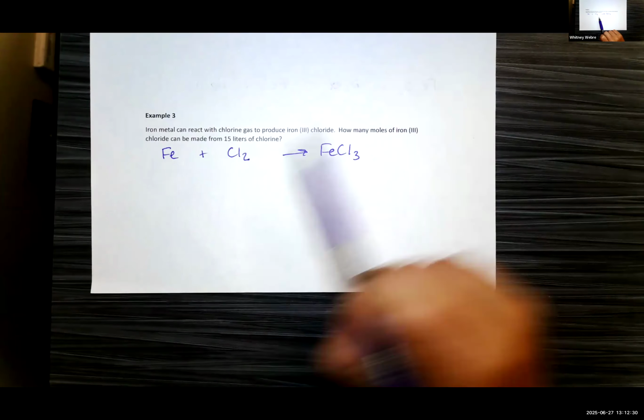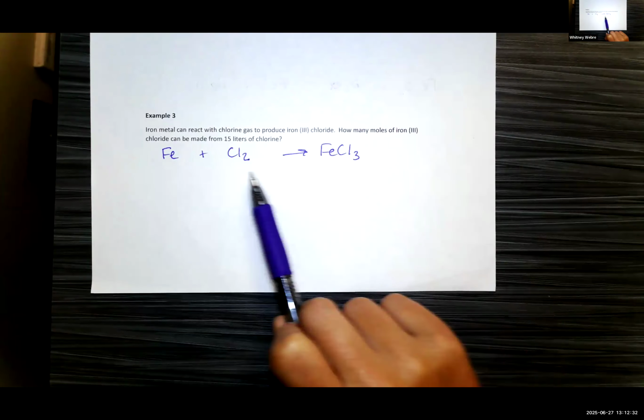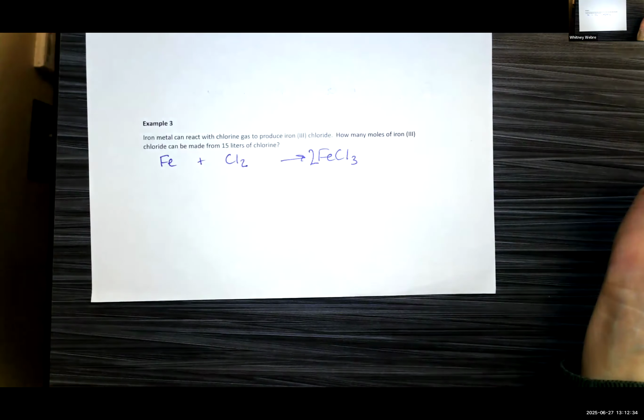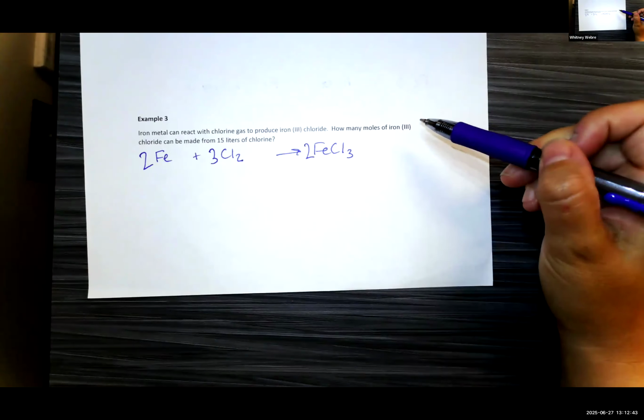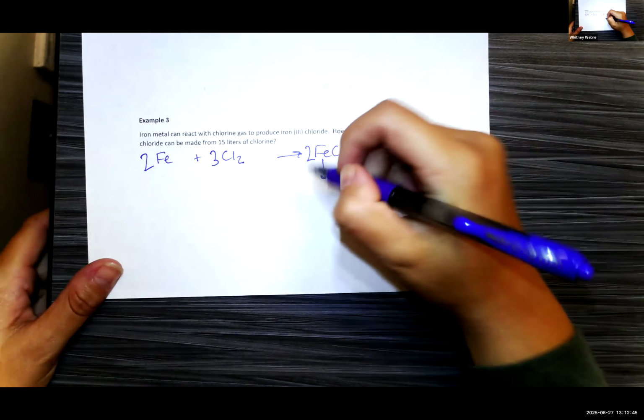For the last one, we have to balance it. The first thing I'm going to do is put a 2 out front here, 2 out front here, and a 3 out front here. That way I have it all nicely balanced. It says how many moles of iron 3 chloride. We need to figure out moles.